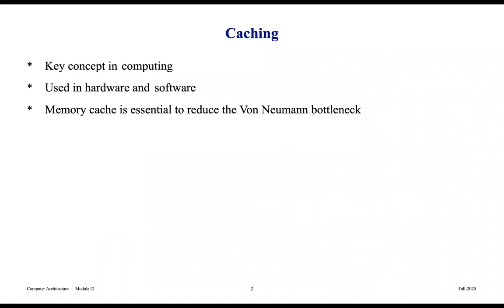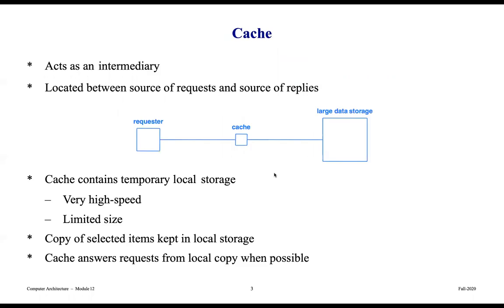So in general, caching is a key concept in computing. It's used in hardware and software. A memory cache is essentially used to reduce von Neumann bottlenecking. And if you remember, we talked about having bubbles flowing in a computing pipeline, and this is a way that you could start to figure out how to minimize this. And this block diagram, I think, will help to begin to give the overall concept.